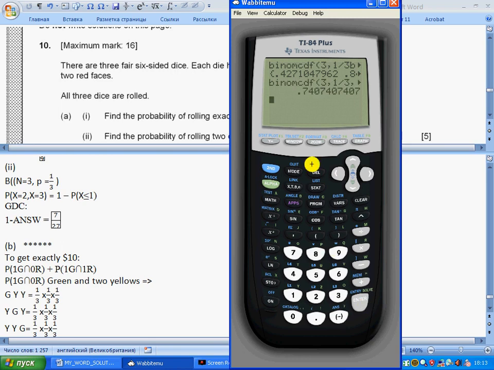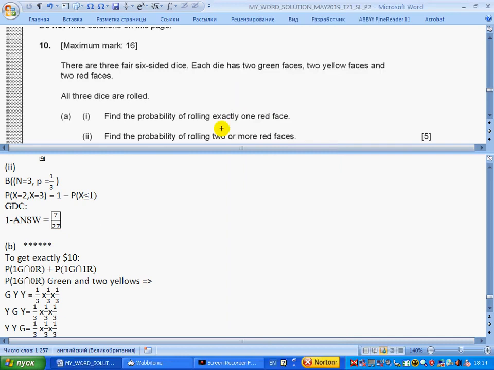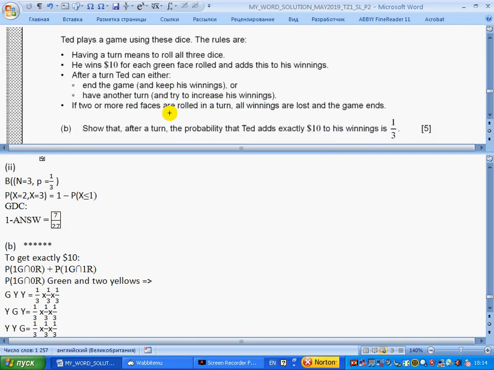Now we got everything correct, but we need not this value, but 1 minus this value, so 1 minus answer, and we can convert it into fractional form by choosing 4. We get 7/27. So be very attentive when you insert data, don't make my mistakes. So probability of 2 or more red faces is 7/27. Then the next question is the most difficult.